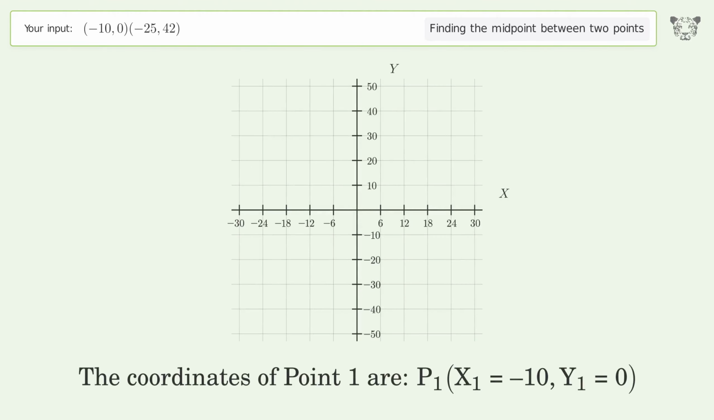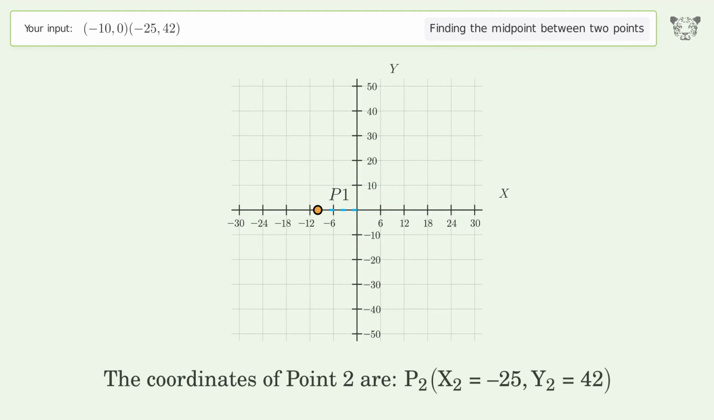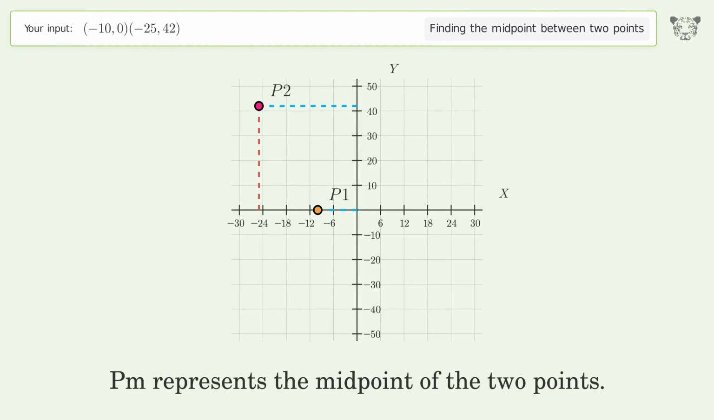The coordinates of point 1 are x1 equals -10, y1 equals 0. The coordinates of point 2 are x2 equals -25, y2 equals 42. PM represents the midpoint of the 2 points.